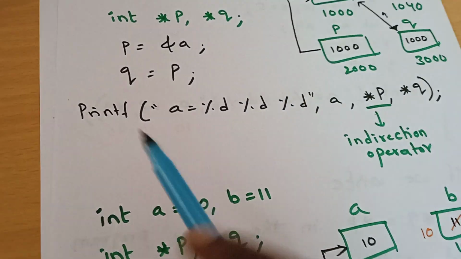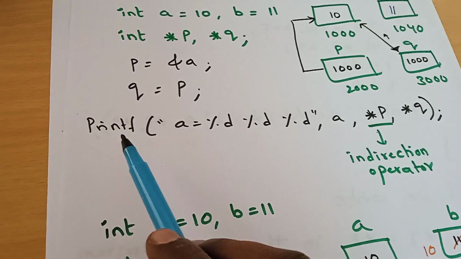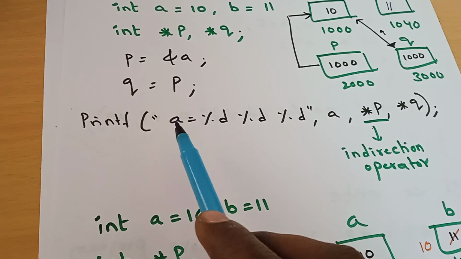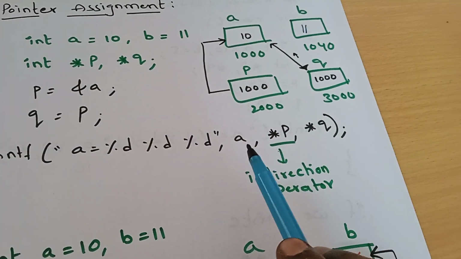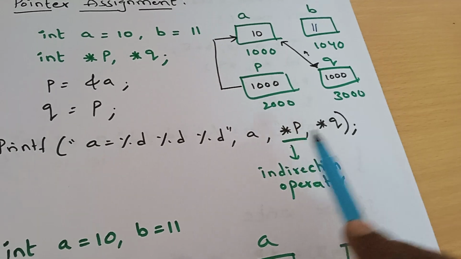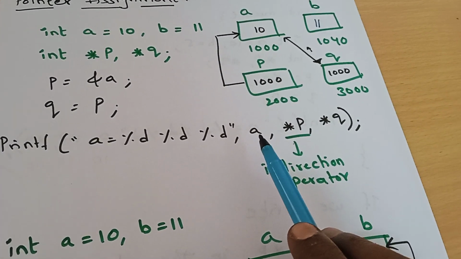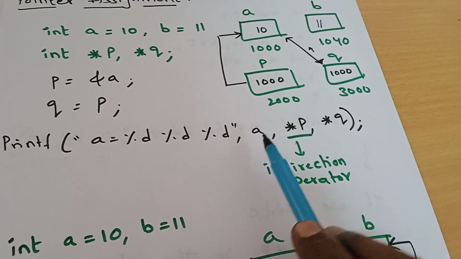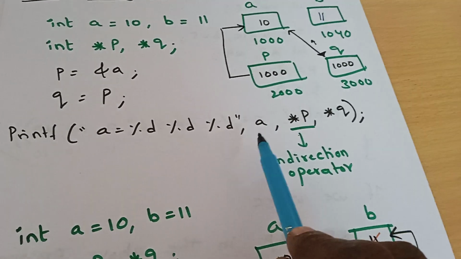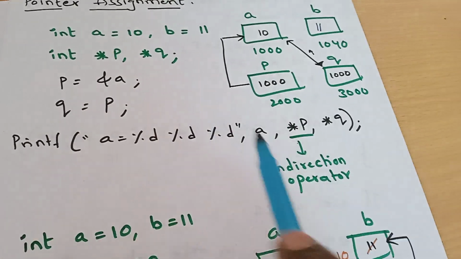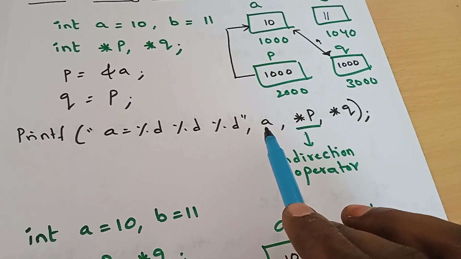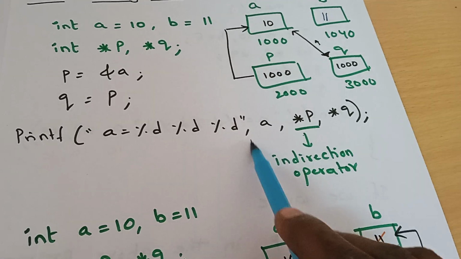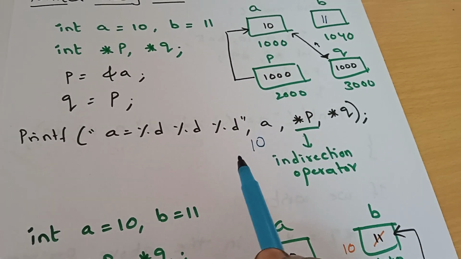Now look at this. I am going to display the value of variable a using three different statements, that is a, star p, star q. What is a? A general variable, so it will print the value 10 because a is holding a value of 10. The moment I display the variable value, it will display 10, no doubt.